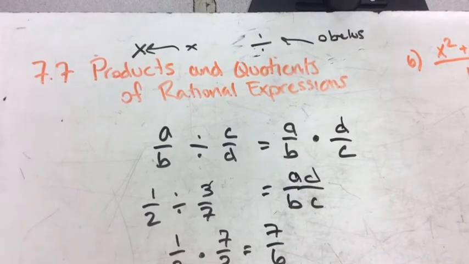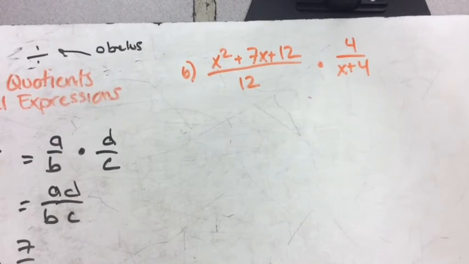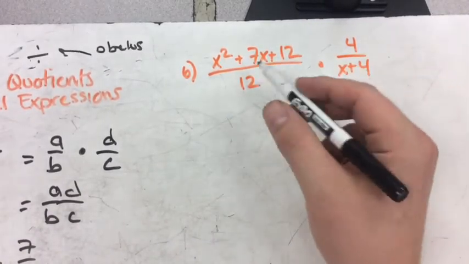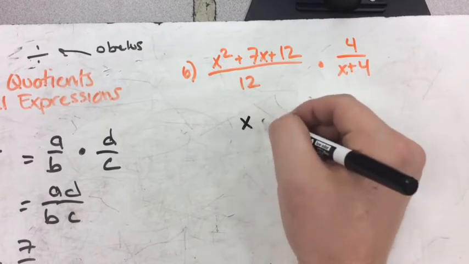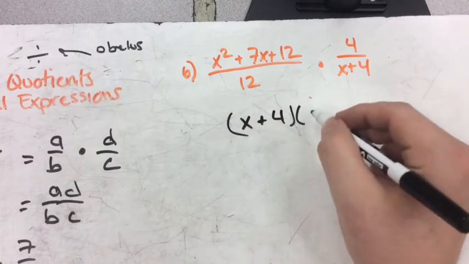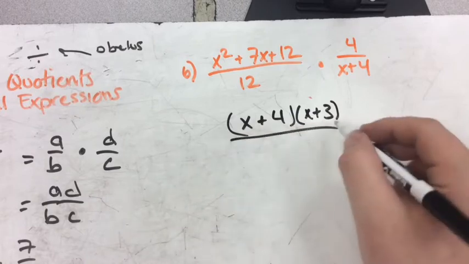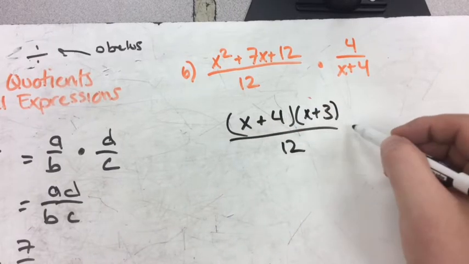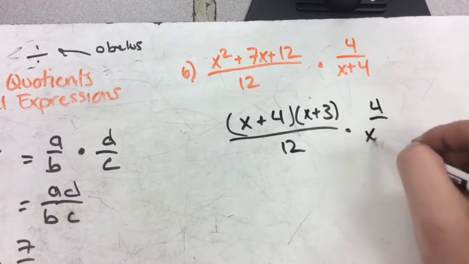Okay, so those are the rules that we're doing, and we're pretty much taking everything that we've done from the previous section and we're going to combine it all together. So let's do our first example. We have x squared plus 7x plus 12 over 12 times 4 over x plus 4. When we're looking at this, before you do the operation, factor anything you can factor every time. So this factors into x plus 4 over x plus 3 over 12 times 4 over x plus 4.